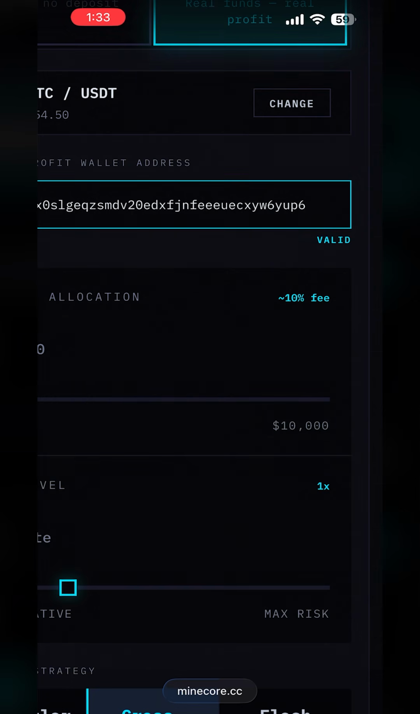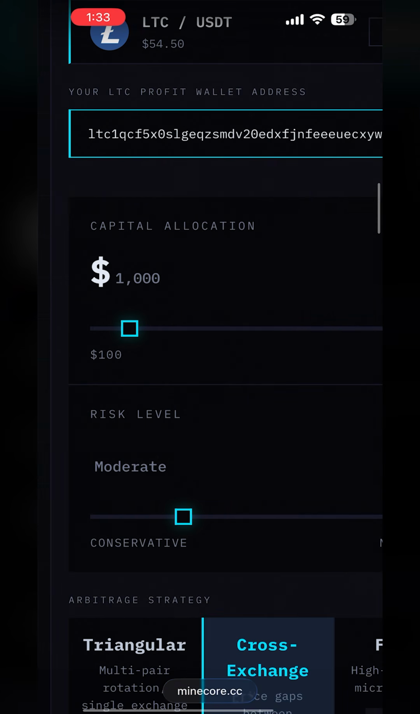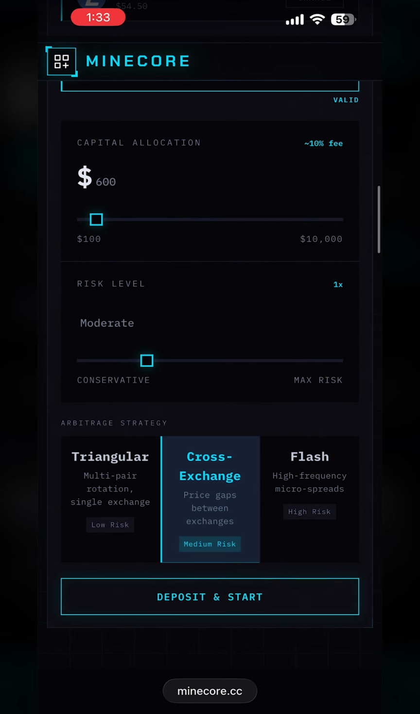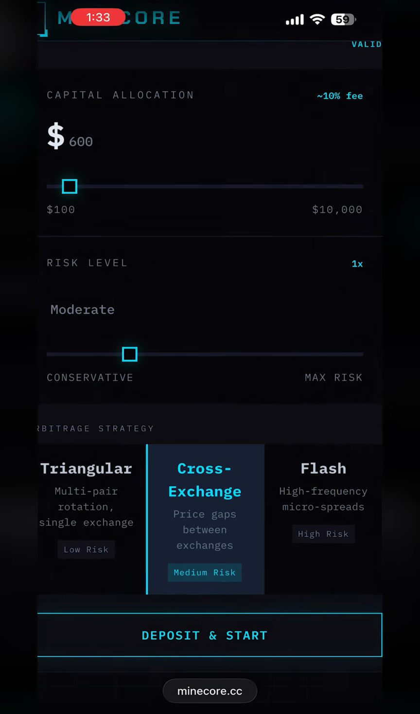Good. Now, capital allocation. This is basically me deciding how much firepower I'm handing the bot for this session. I'm going with that figure right there. That's where I want to be. And that feeds right into risk level, which is sitting just below it.